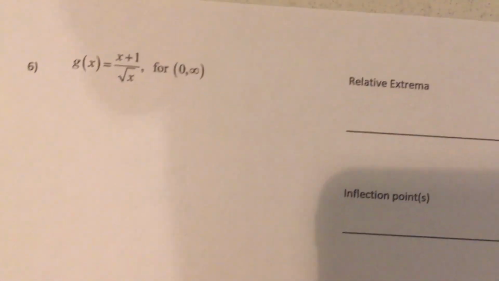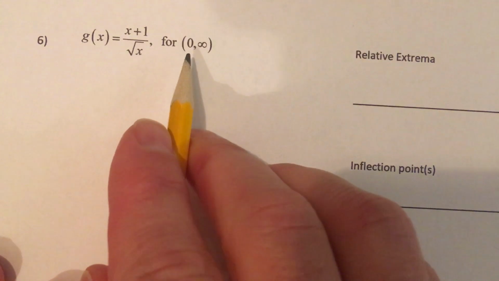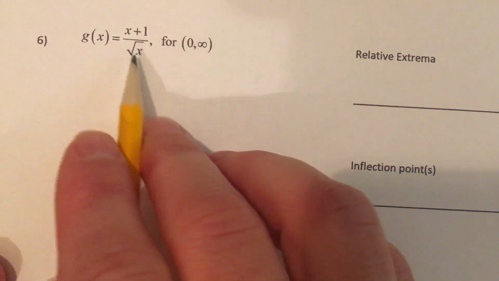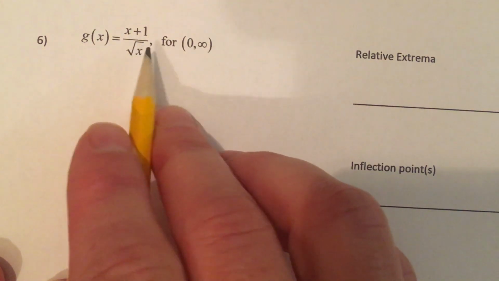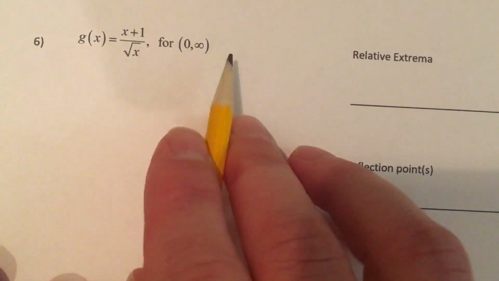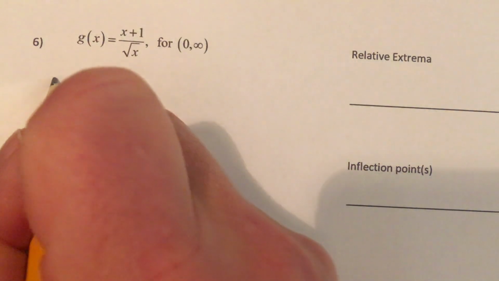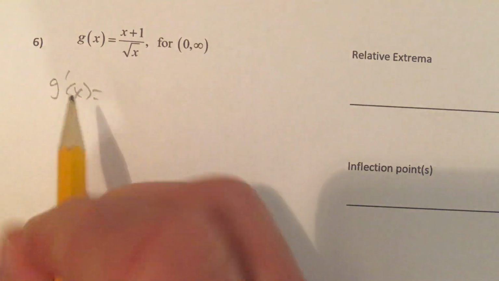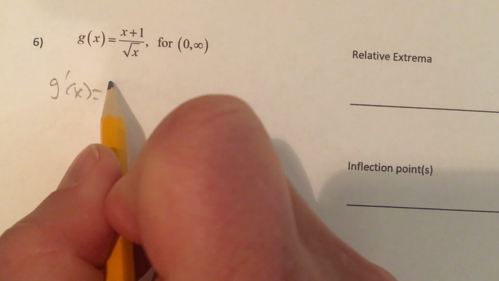We come to number 6, and there's a little more to it. We're only talking about from 0 to infinity, so we won't include 0, so I don't have to worry about that asymptote or anything that would make this negative. So we're only looking in there. So first derivative, I'm going to do quotient rule. So we're going to take the bottom.